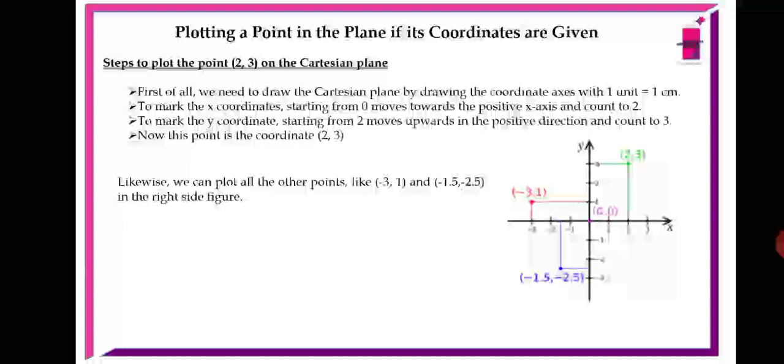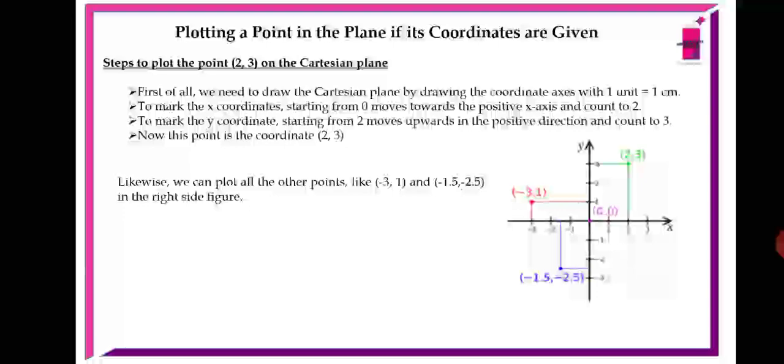To mark the y coordinate, starting from 2, move upwards in the positive direction and count to 3. First we started with 0, moved towards the right, 1, 2, and now we are going upwards 1, 2, 3, and where it stops is 2, 3. So now the point is the coordinate (2, 3).